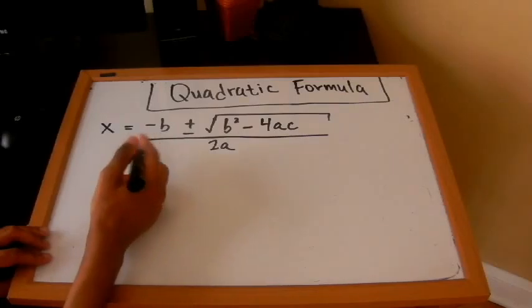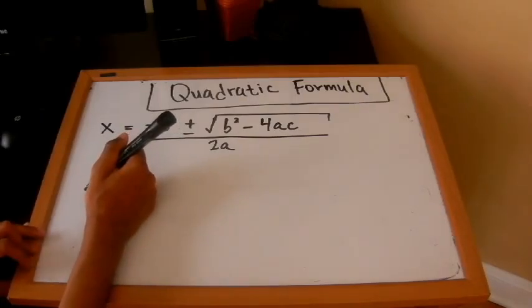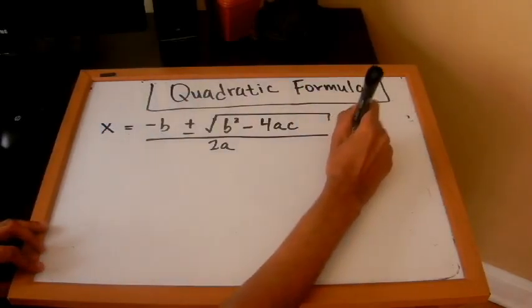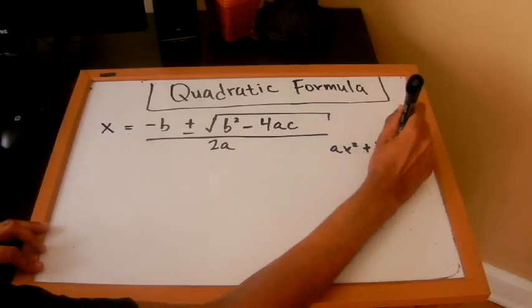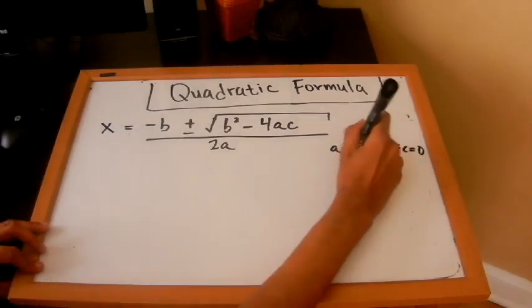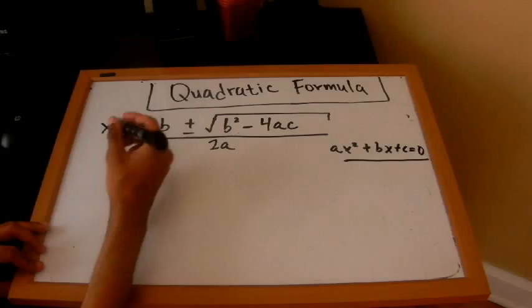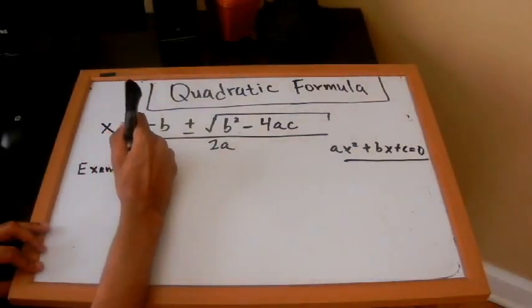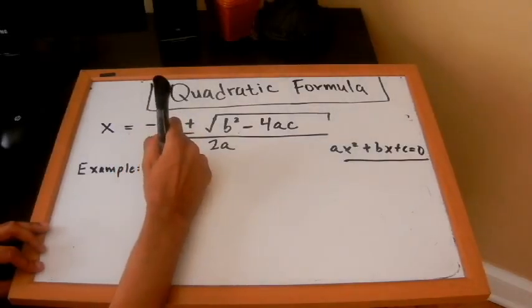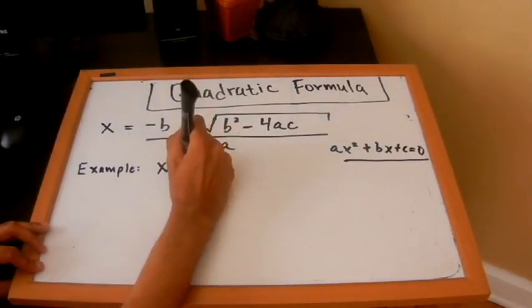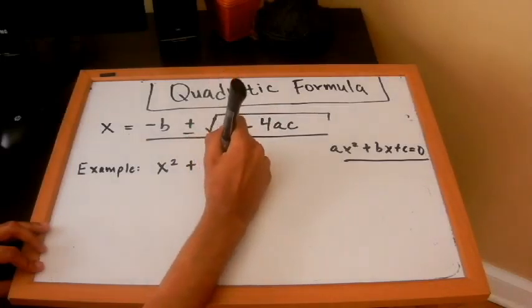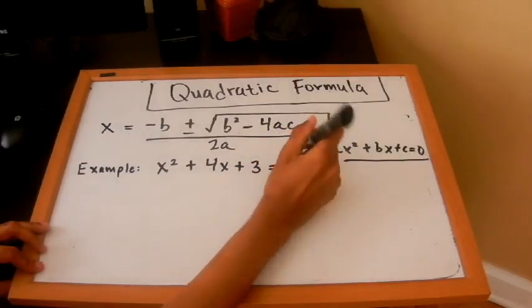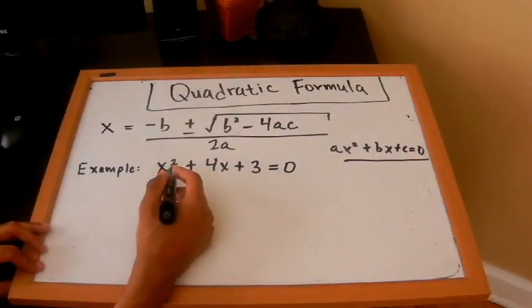coefficients are. So let's assume that on the test you're given this quadratic equation. Remember, it has to be in the form ax squared plus bx plus c equals 0. It has to be in this form in order for you to use the quadratic formula. So example. Let's say you're given x squared plus 4x plus 3 equals 0, and you have to solve for x.